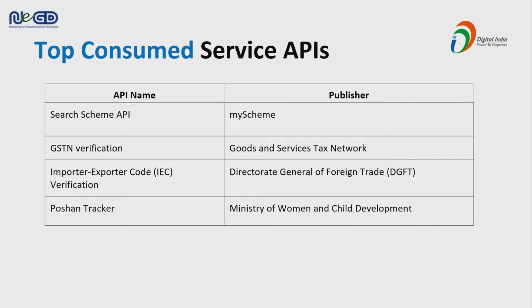This slide talks about the top consumed service APIs. We have APIs listed from the MyScheme platform. GST and verification APIs are published on the platform. We have APIs from the Director General of Foreign Trade, Importer-Exporter Code Verification, HSN Code Verification, and we have also published APIs from the leading mobile application Poshan Tracker, which is from the Ministry of Women and Child Development.